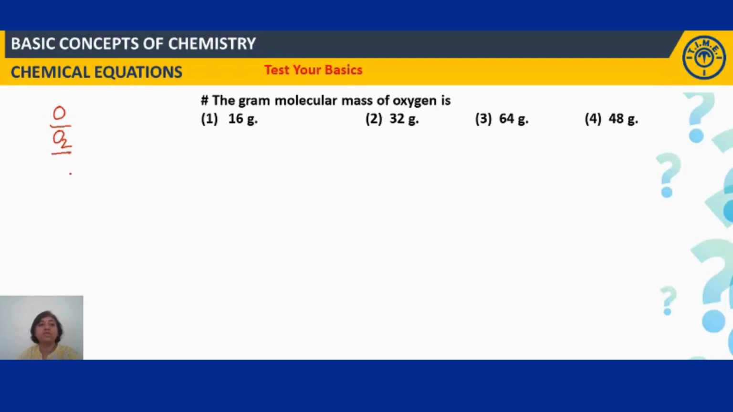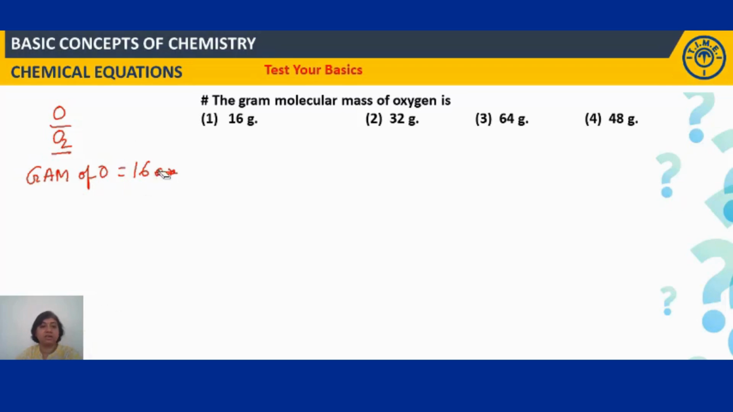And when we are writing O, then it is gram atomic mass. So what will be the gram molecular mass? For that we need to know gram atomic mass. Gram atomic mass, GAM of oxygen, is equal to 16 grams. Let me erase this.